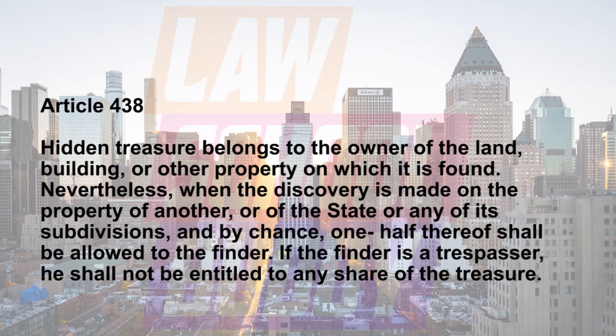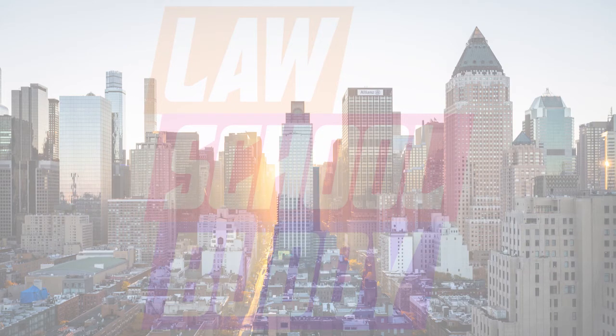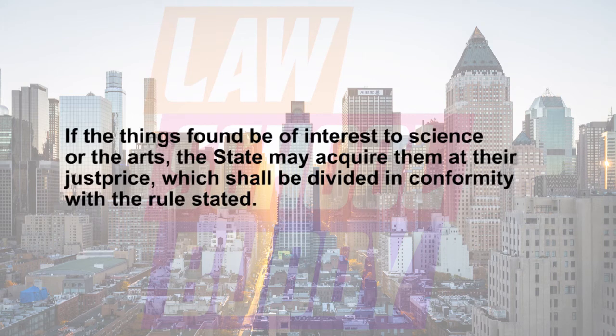Article 438. Hidden treasure belongs to the owner of the land, building, or other property on which it is found. Nevertheless, when the discovery is made on the property of another, or of the state or any of its subdivisions, and by chance, one half thereof shall be allowed to the finder. If the finder is a trespasser, he shall not be entitled to any share of the treasure. If the things found be of interest to science or the arts, the state may acquire them at their just price, which shall be divided in conformity with the rules stated.